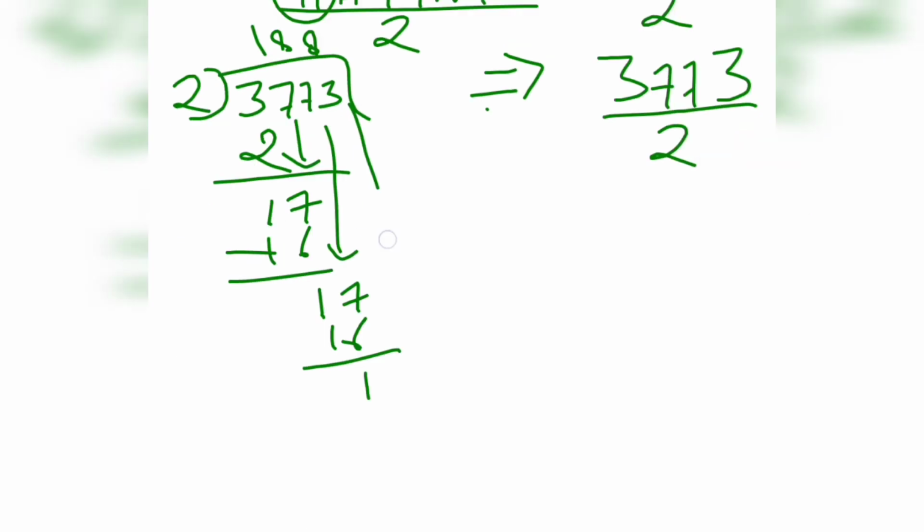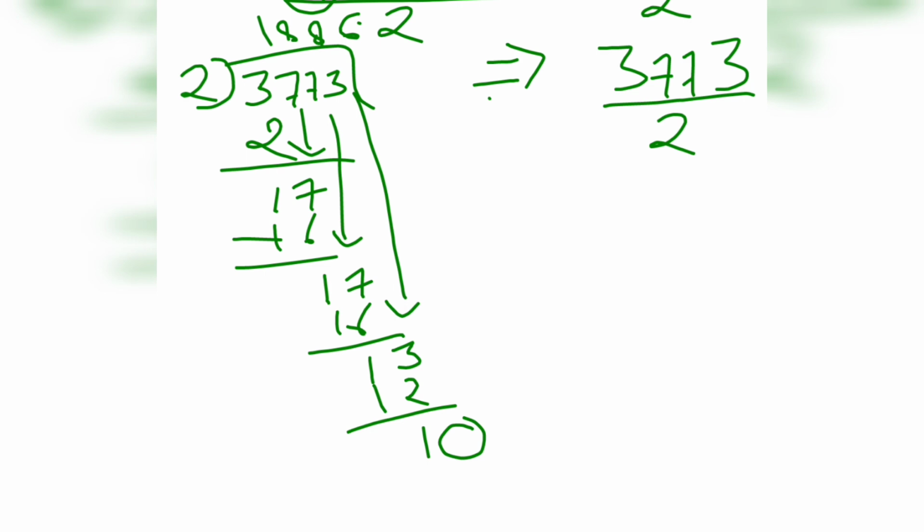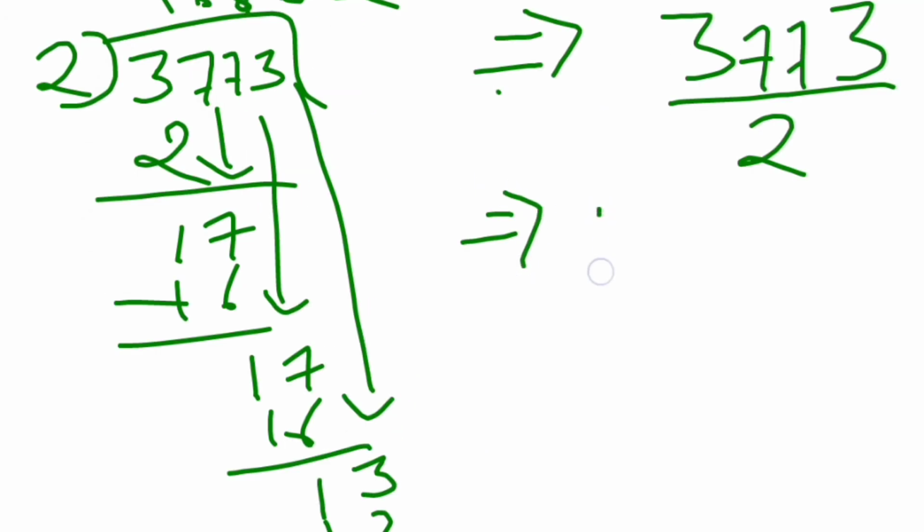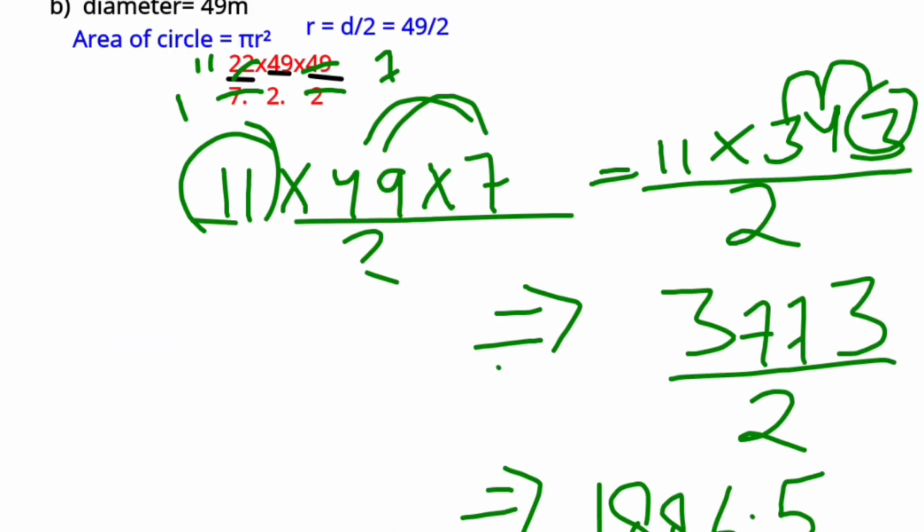Minus 1, then bring this 3, then 2 6s are 12. 1. Now we need decimal. 0, then 2 5s are 10. So our answer is 1886.5. So this is how we calculate the area of the circle when the diameter is given. And your C part, the radius is given, so you will solve it the same as the first part of the second question. Do it yourself and comment the answer.